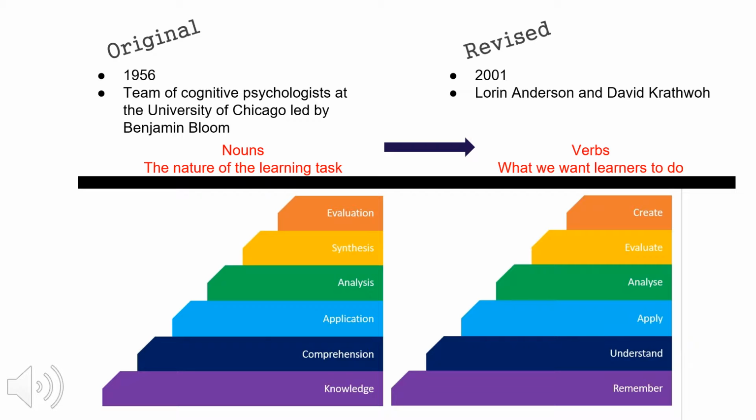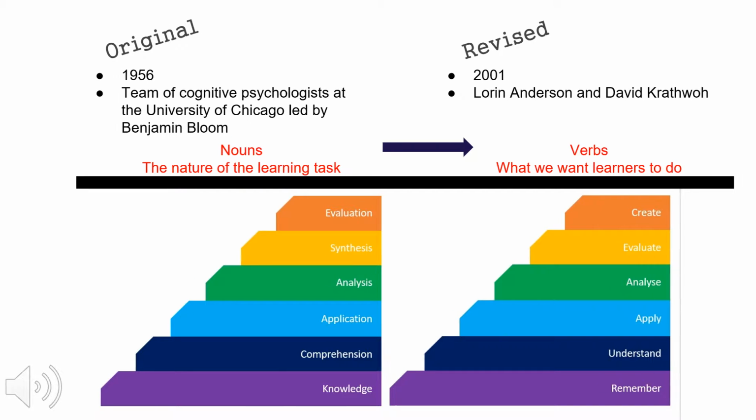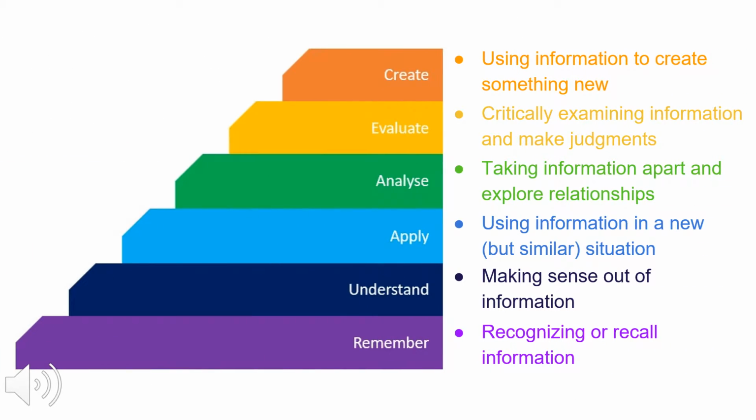At the core of the revision was the switch to use verbs to replace nouns that were in the original model, providing learners with clearer objectives for what is expected of them. So let's explore the revised taxonomy further. The same concept applies as the original version of the taxonomy, that the lowest level of remembering serves as the foundation for learners to climb the hierarchy.